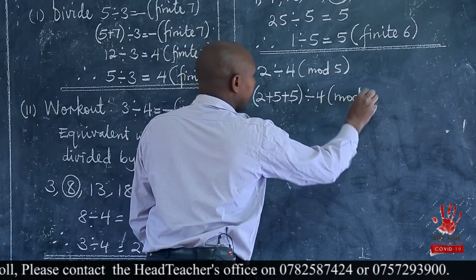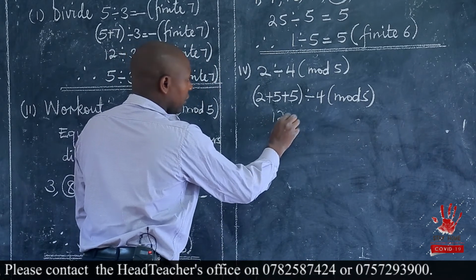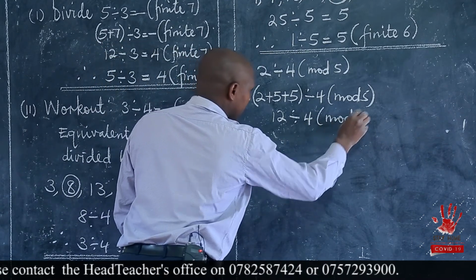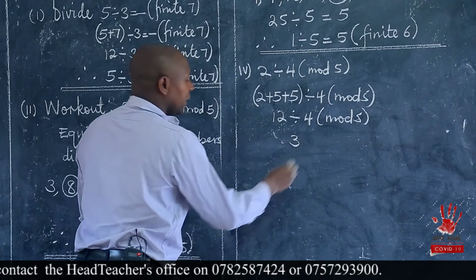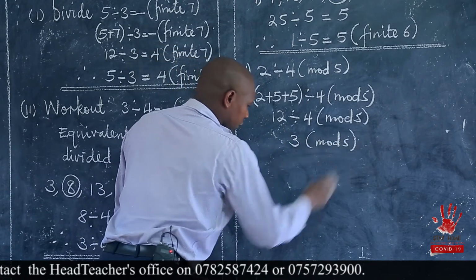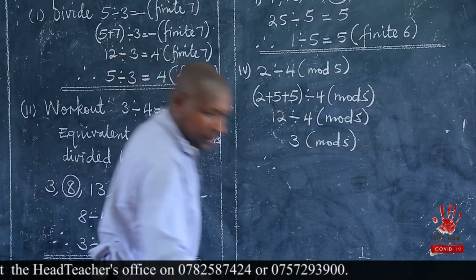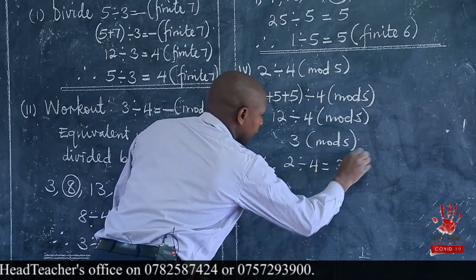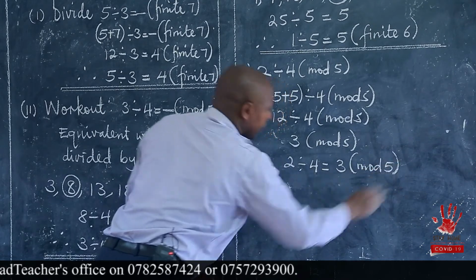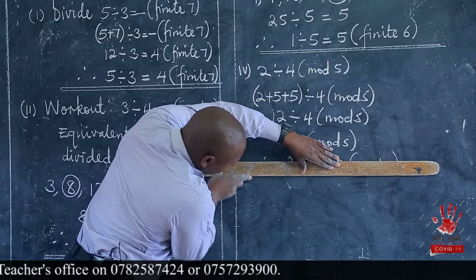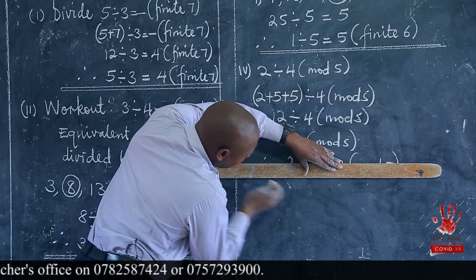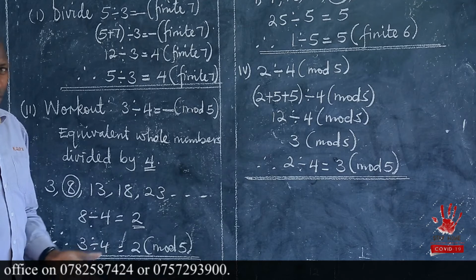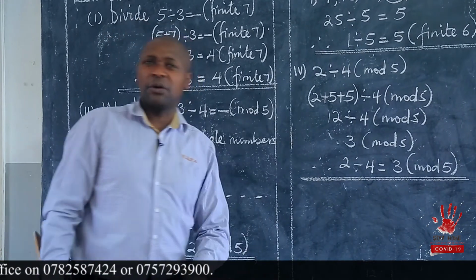And this is mod 5. So somebody saying this is 12, we divide by 4. What is your answer? Let's first say it is mod 5. So this will give us 3, and this is mod 5. Finally, how do you present it? You just say, if I have 2 divided by 4, my answer this time is 3, and this is mod 5. Okay? Hope it has been the best. As I told you before, in this case, division becomes the simplest in terms of finite system. Very simple.